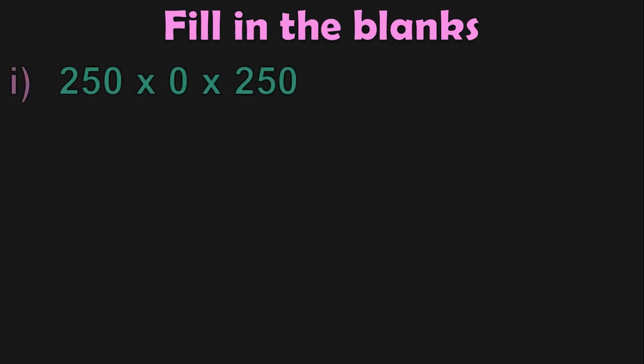Fill in the blanks. First sum is 250 into 0 into 250 is equal to dash. What is the answer? When you multiply any number by 0, you get the answer to be 0. This is one of the properties of multiplication.